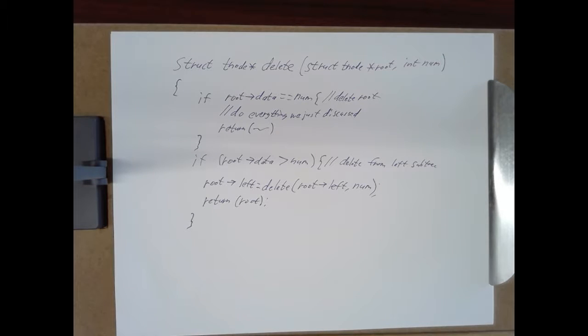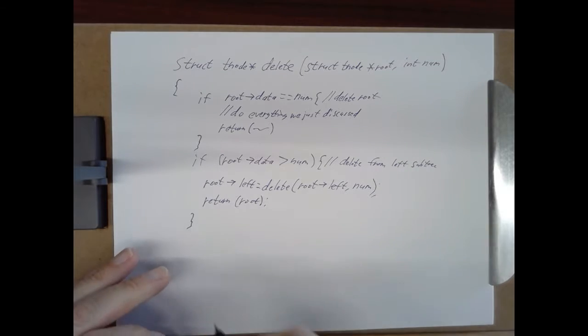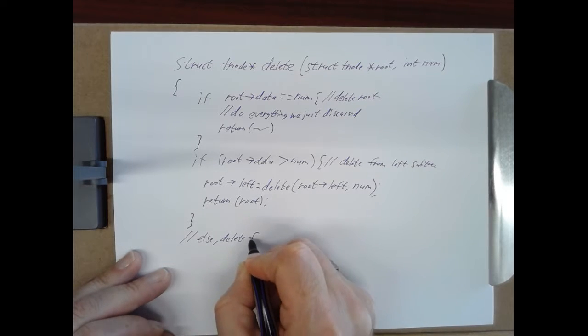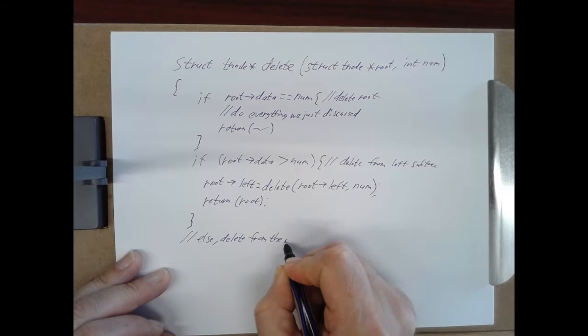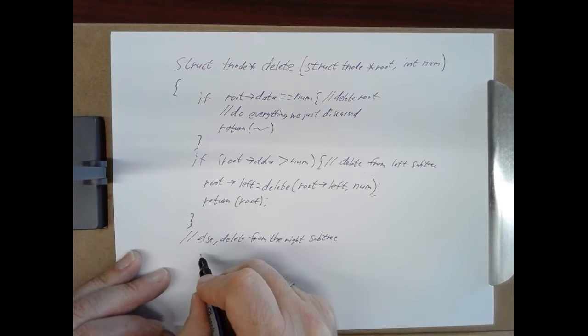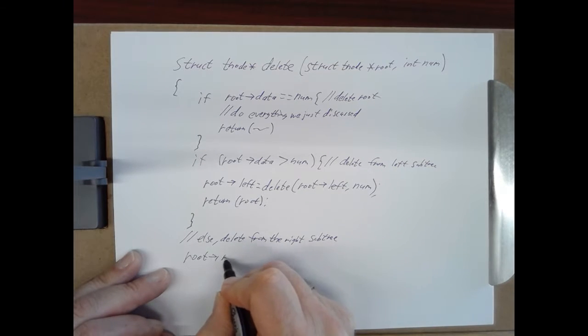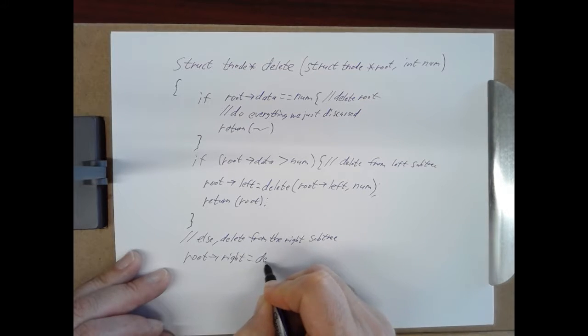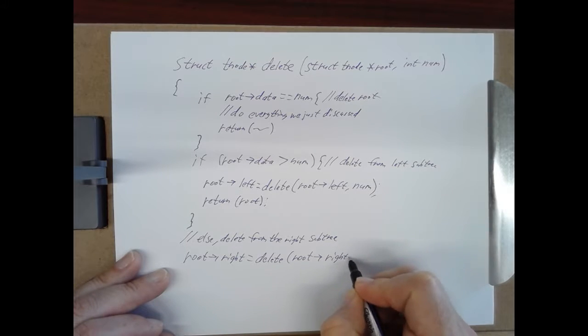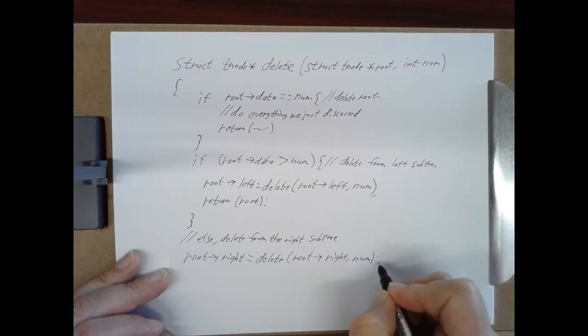So if our number's smaller than the root data, call our delete routine to delete the number from the left subtree, take the tree it returns, and make that the left child of our root, and then return the root. Otherwise, delete from right. So here we say root arrow right equals delete. And then return the root.